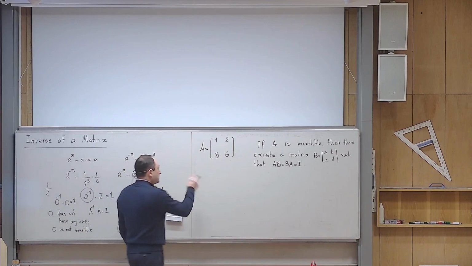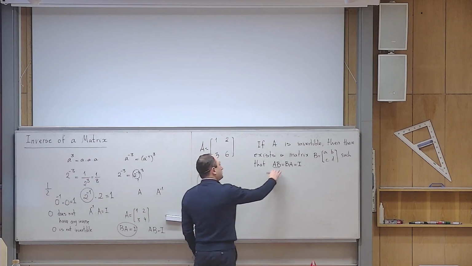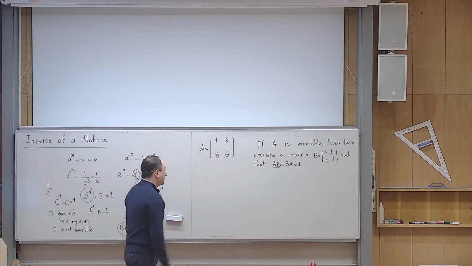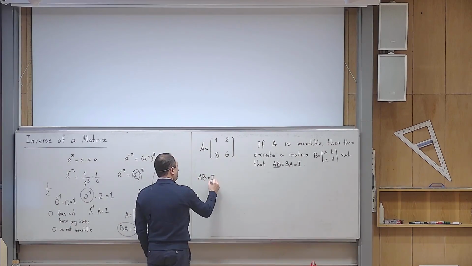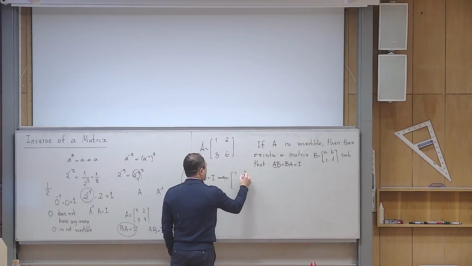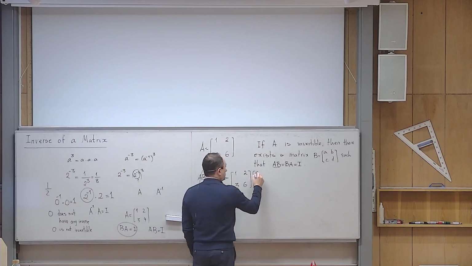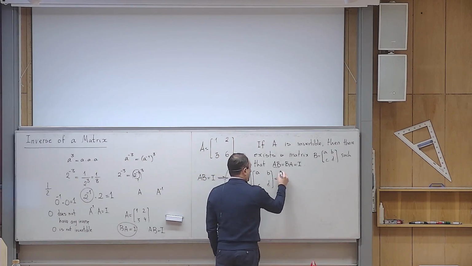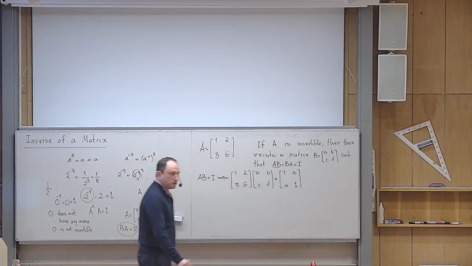But let us see what happens. Let us take AB and equate it to I. Of course, if it works, we should also be careful that the other way around should also work. But let us just check the first one. So A times B is equal to I. This then implies that A, which is 1, 2, 3, 6, multiplied by B, which I assume to be A, B, C, D, because for the time being I don't have any clue for it, equals the identity matrix, which is just this matrix. Let us see if we can find that.